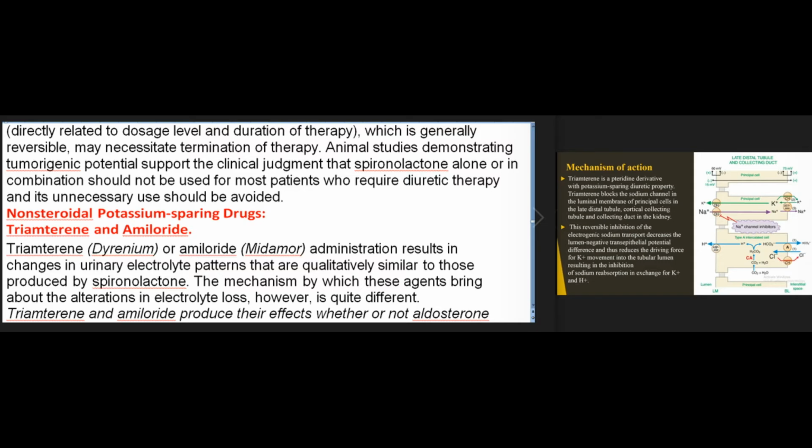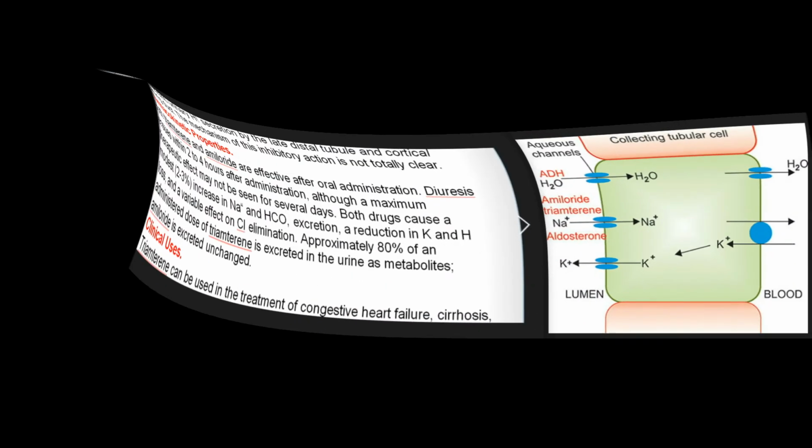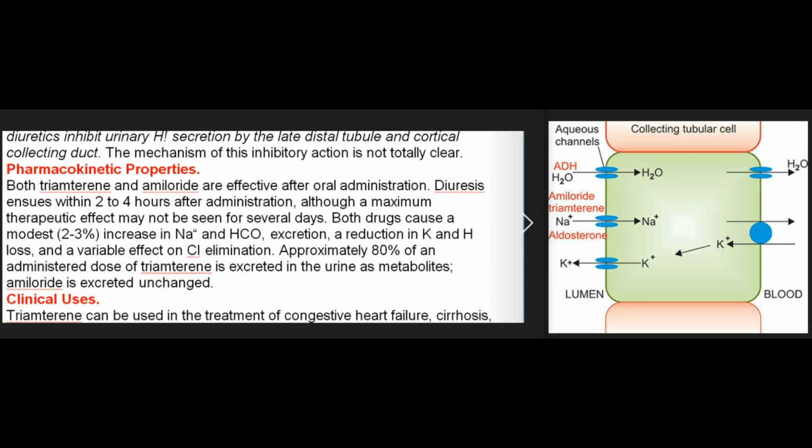In addition to their effects on distal Na and K transport, all the K-sparing diuretics inhibit urinary H secretion by the late distal tubule and cortical collecting duct. The mechanism of this inhibitory action is not totally clear.